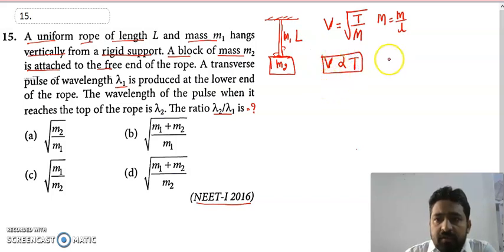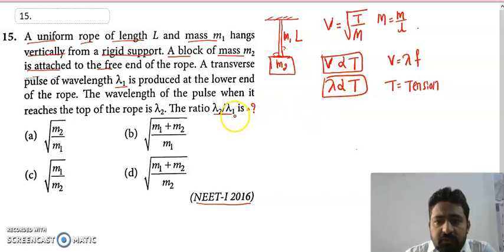Okay, so v is equal to lambda into f. Velocity, how is it related to the frequency? So wave velocity, lambda is directly proportional to the tension, where T is the tension. So considering tension, lambda 2 divided by lambda 1 is the question.